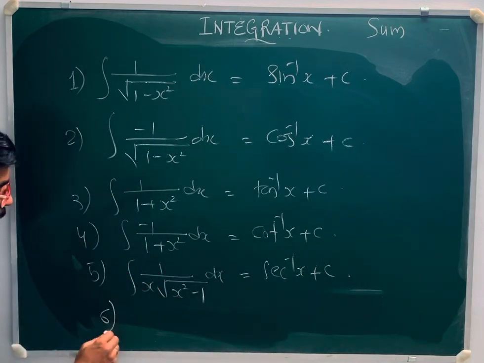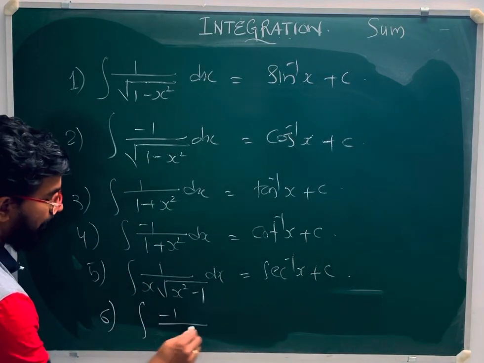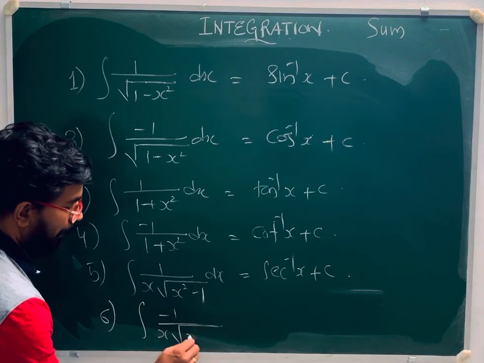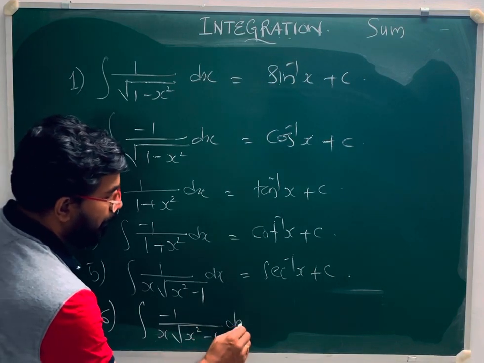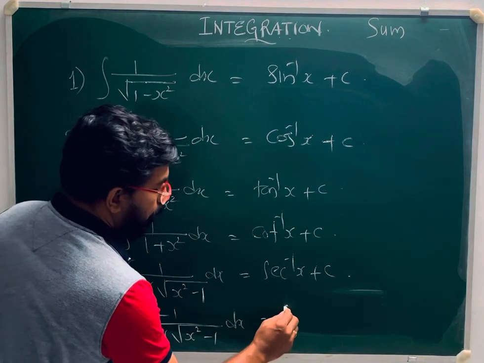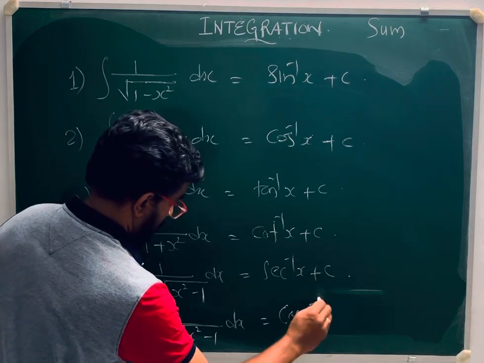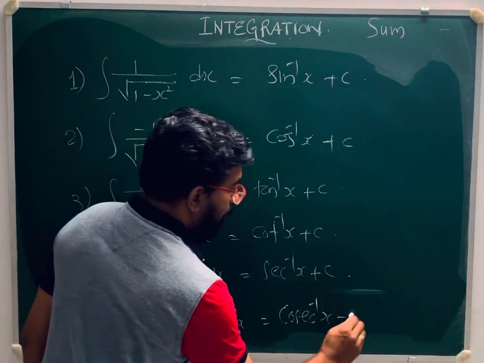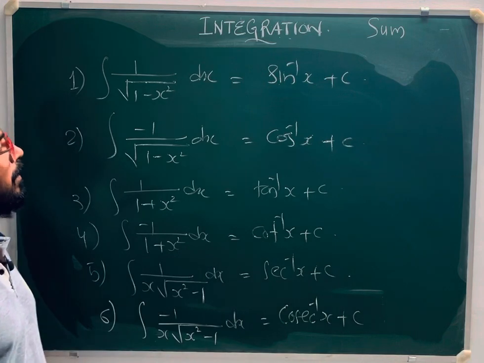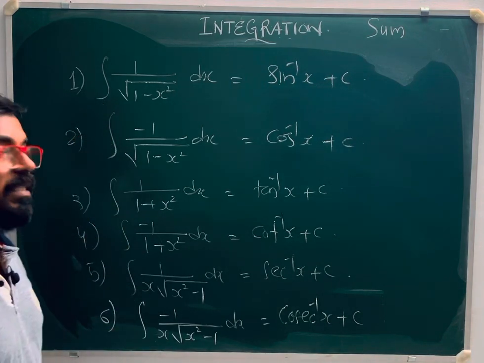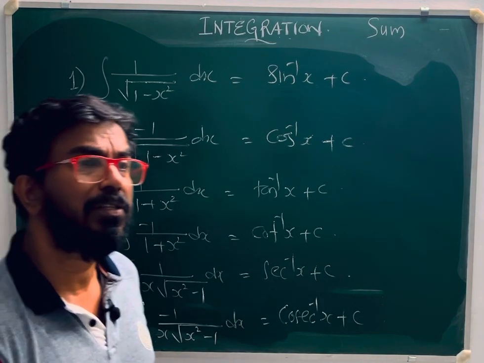And sixth one, integral minus 1 by x into root of x square minus 1 dx, which is equal to cosec inverse x plus c. So these are the 6 inverse trigonometric formulas which you need to learn.